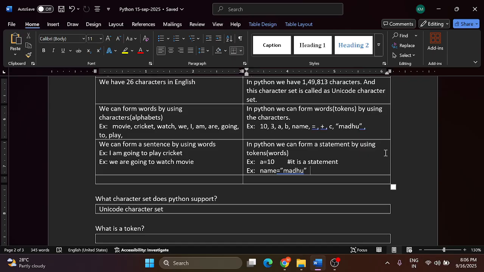By using characters. How can we form a statement? By using tokens. In English, by using sentences, what can we form? A paragraph. Yes, we can form a paragraph by using sentences. By using statements, what can we form in programming languages? Programs. Yes, we can write programs by using statements.